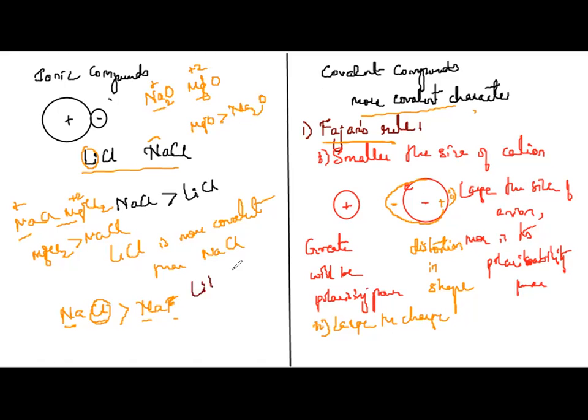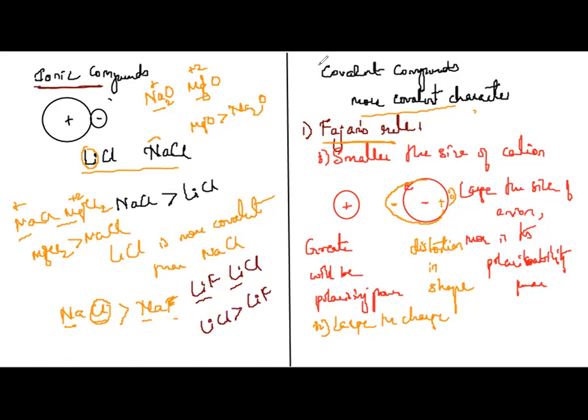One more example I will give you. Lithium fluoride and lithium chloride. The cation, lithium, is the same, so I won't worry. Look at the anion. The anion size should be larger. As you move down the group, atomic size increases. So this one has the larger size. So lithium chloride is more covalent than lithium fluoride. Are you all understanding? This is how we speak about the more covalent character in ionic compounds.